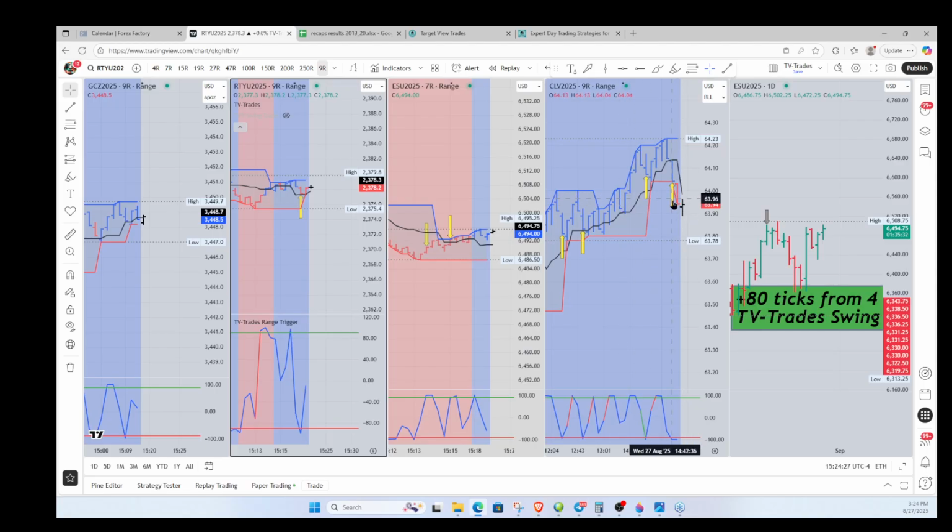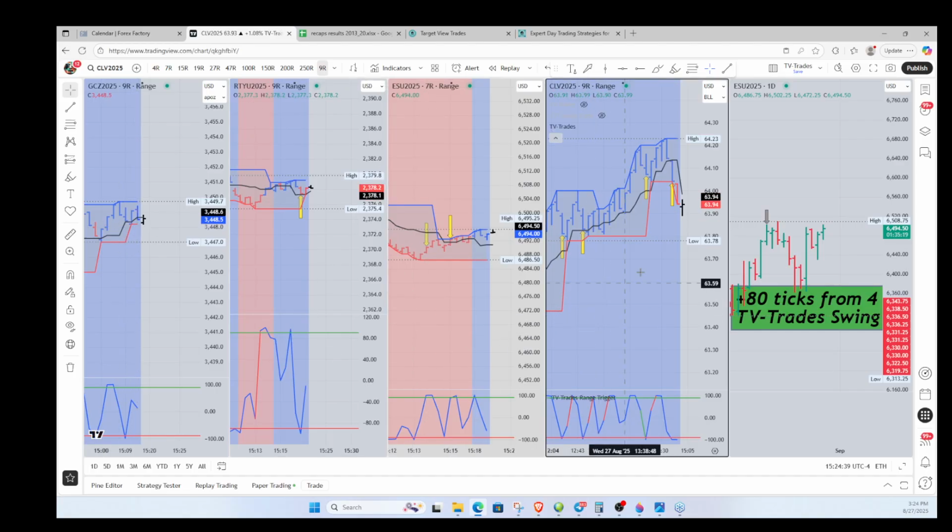So crude oil is just not doing anything. That's why I was saying with the crude, the hours you really want to trade are between 9 and 2:30 Eastern time. And the natural gas, you can do the same thing with the natural gas.